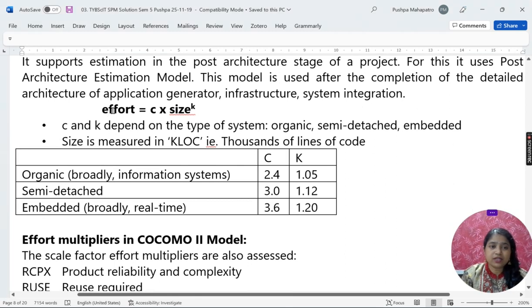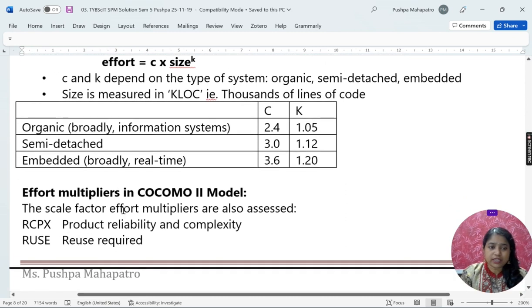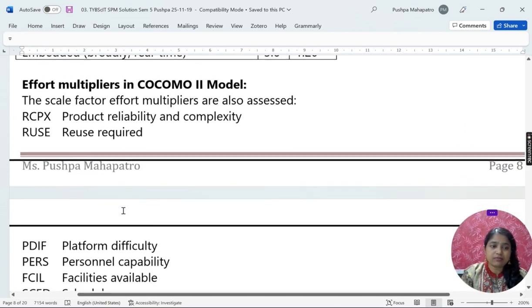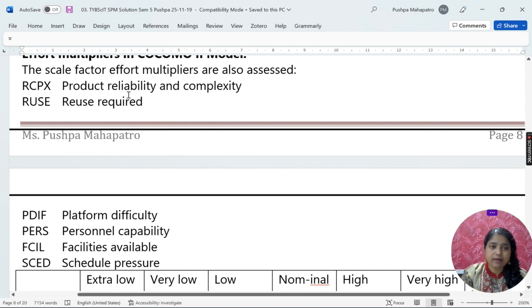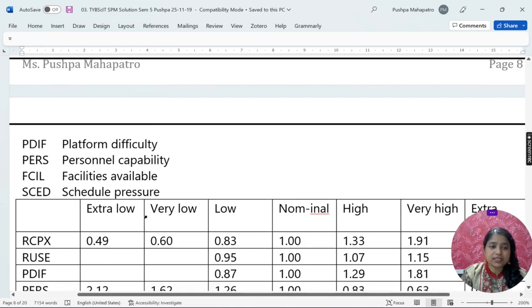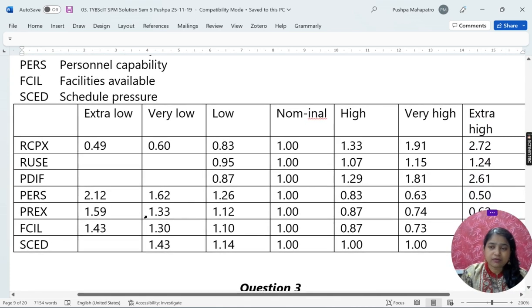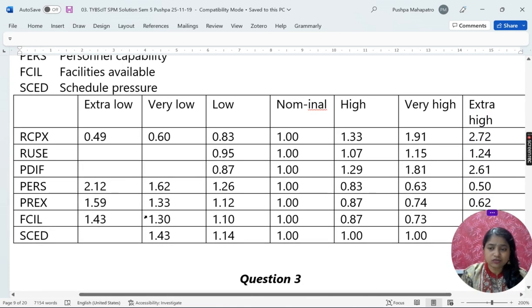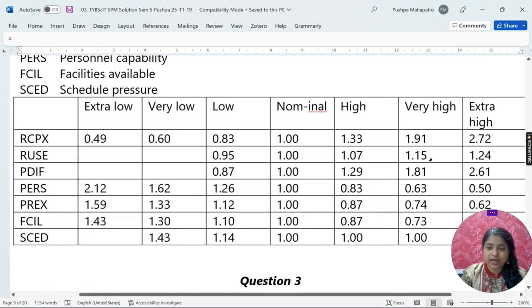And effort, we write it as C into size to the power k, where C and k are defined for organic, semi-detached, and embedded projects. And we have other effort multipliers like product reliability, reuse, platform difficulty, personnel capability, facilities, and schedule pressure. And this type of table is there. No need to write this, but you should know that for each property we have values from extra low to extra high. There are different ranges of values.